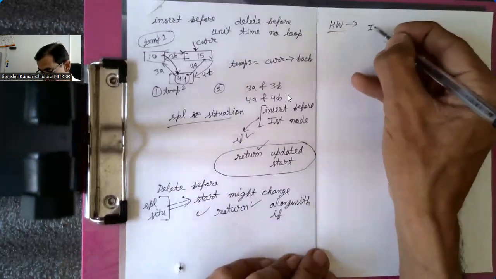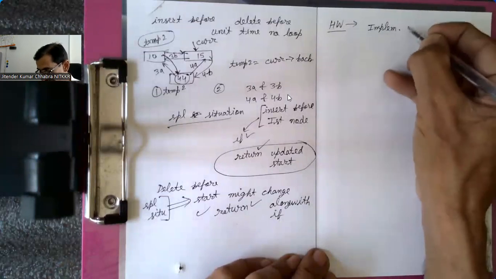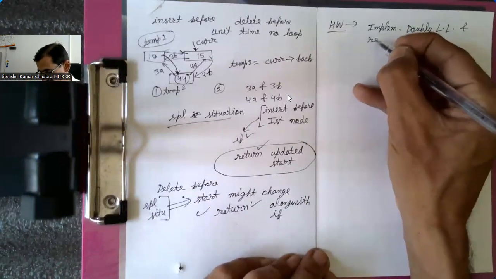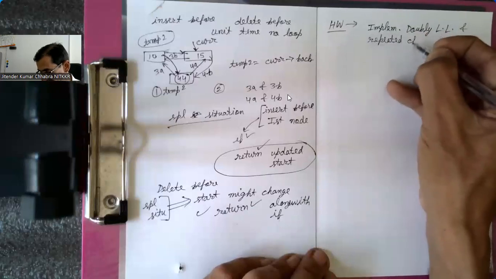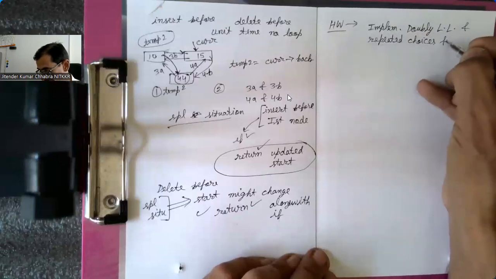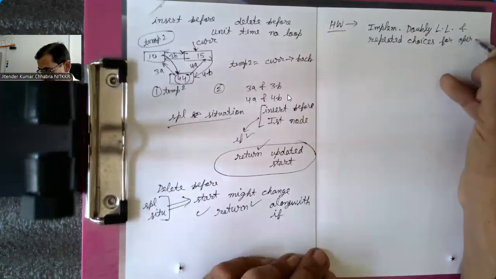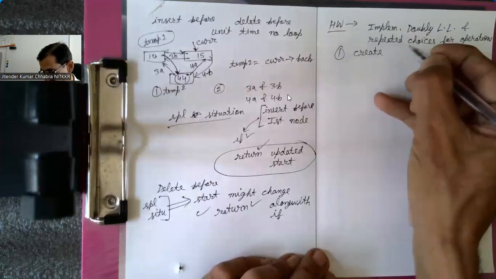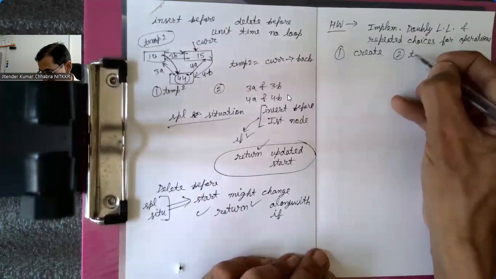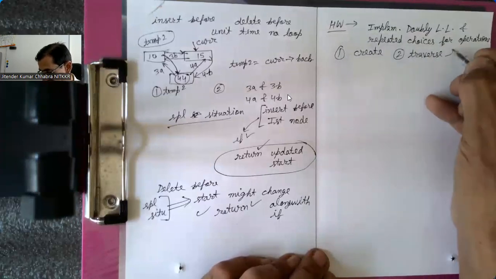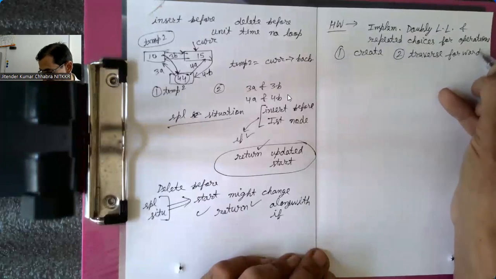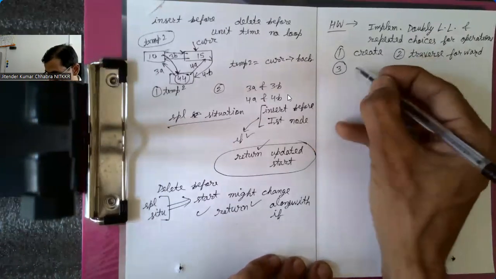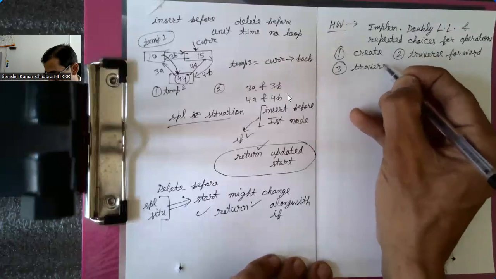I will say implement DLL, doubly linked list, and all its operations using repeated choices for the operations. What operations? Same as the way you have done, but now I can have special operations. For example, create, of course. Then I will say 2, traverse forward and traverse backward also to be one operation. Always check after every create, insert, delete. Always check traverse forward as well as traverse backward.